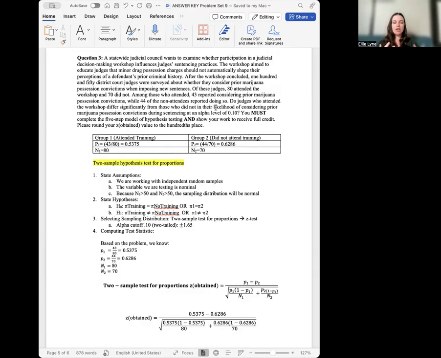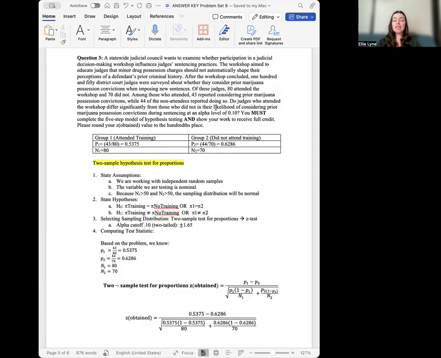And so I know that this is going to be a 2-sample hypothesis test for proportions. And so with that in mind, we are actually going to have the exact same assumptions that we did for our very first question. But as a brief reminder, they are that we are working with independent random samples, just as we do for all of our hypothesis testing assumptions here.